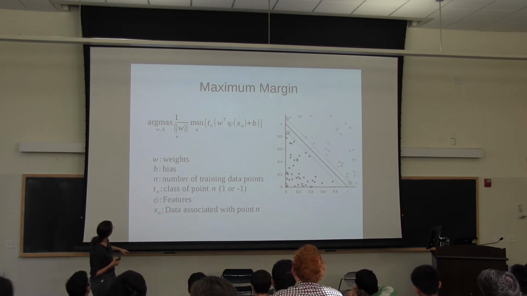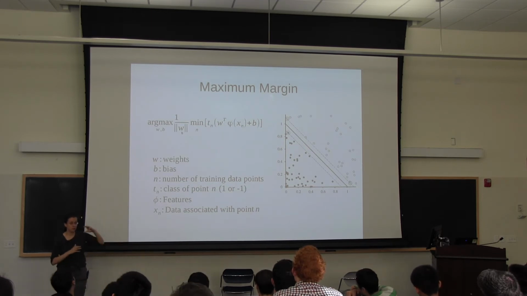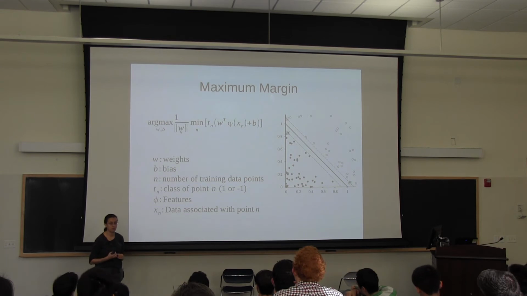And then the norm of W is the regularization term. It says I don't want to have big weights. I want them to be small, again, to prevent overfitting.